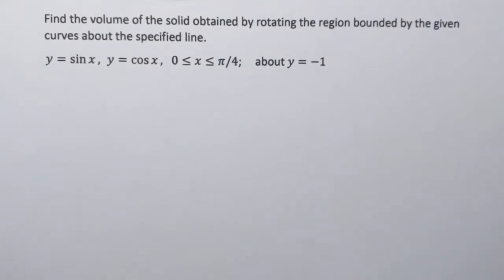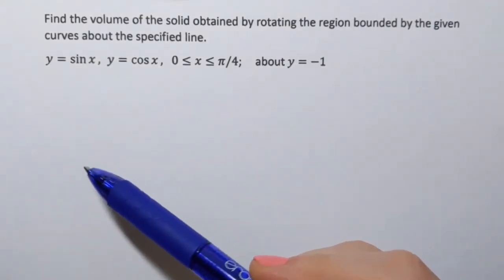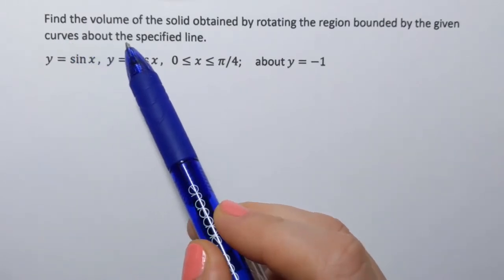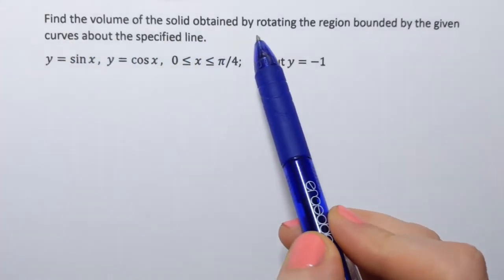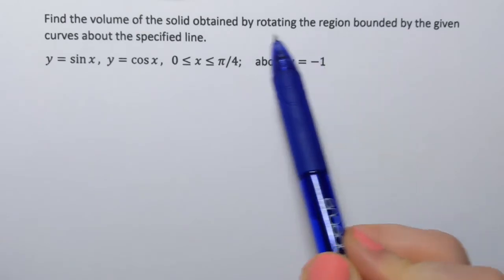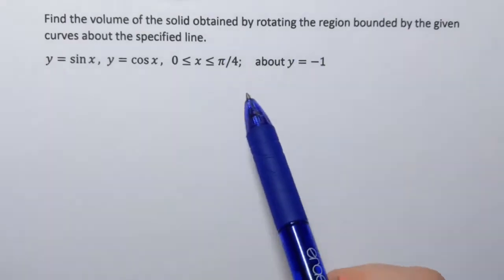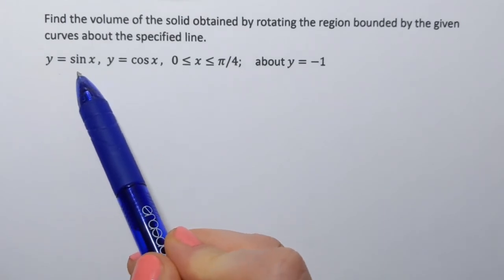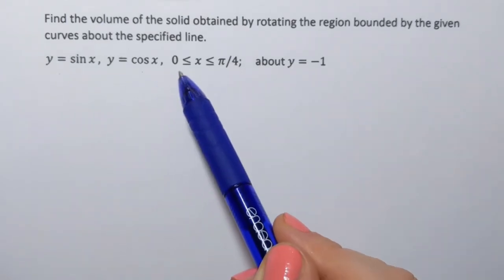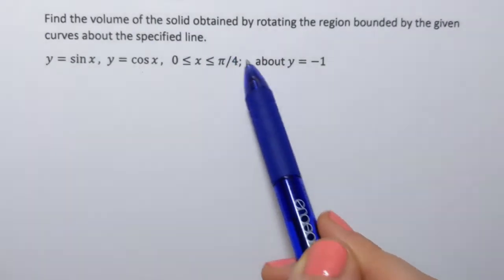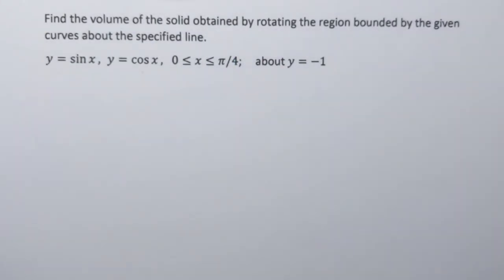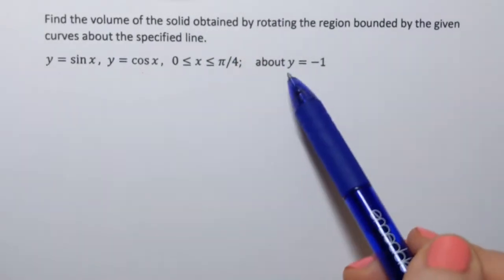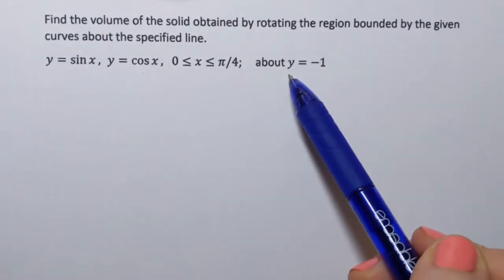Hello everyone! In this video we're going to look at the problem in which we need to find the volume of the solid obtained by rotating the region bounded by the given curves about the specified line. So the curves we're given are sine of x and cosine of x, and the region will also be bounded by this interval, and the region will be rotated about the line y equals -1.